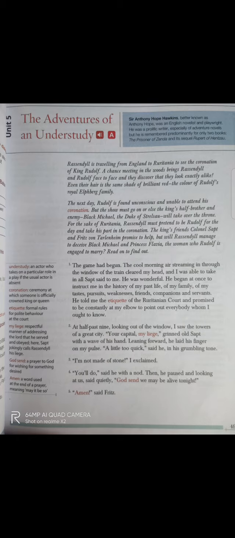Dear students, here it's been told about the author of this lesson that Sir Anthony Hope Hawkins was better known as Anthony Hope, and he was an English novelist and playwright. He was a prolific writer and especially he wrote adventure novels. He is best remembered for two of his books named The Prisoner of Zenda and its sequel named Rupert of Hentzau. Now let's read the introduction of this lesson.